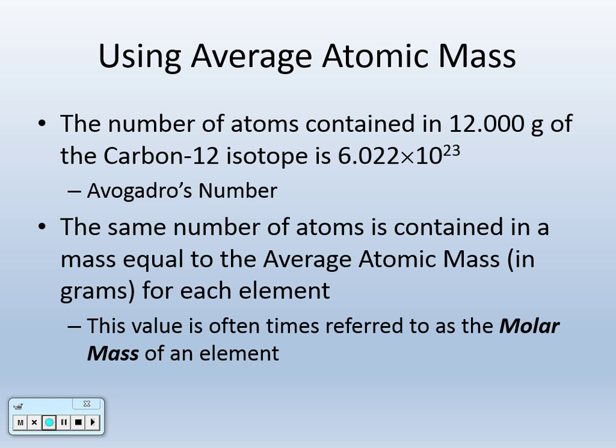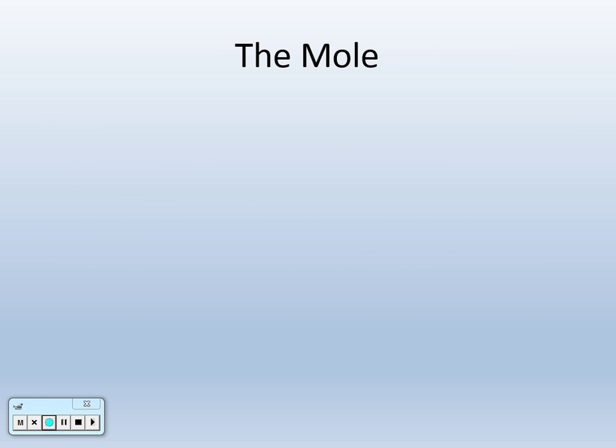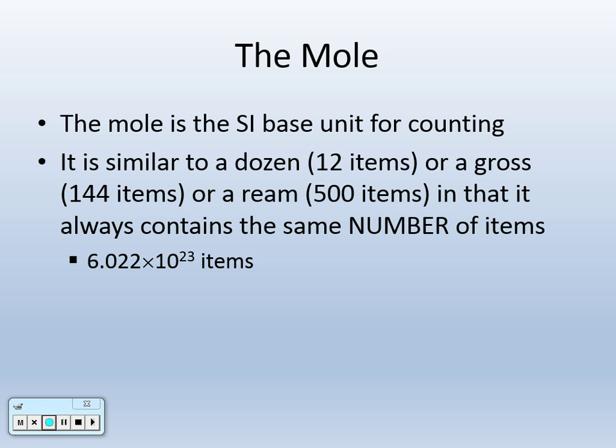I'll show you in just a second why it's molar. It's the same number of atoms contained in a mass equal to the average atomic mass for each element, called the molar mass. All right, good? So, Hannah, why is it called the molar mass? Because that number of items we refer to as a mole. I don't know why it's actually called that. All right, so the mole is our standard SI base unit for counting.